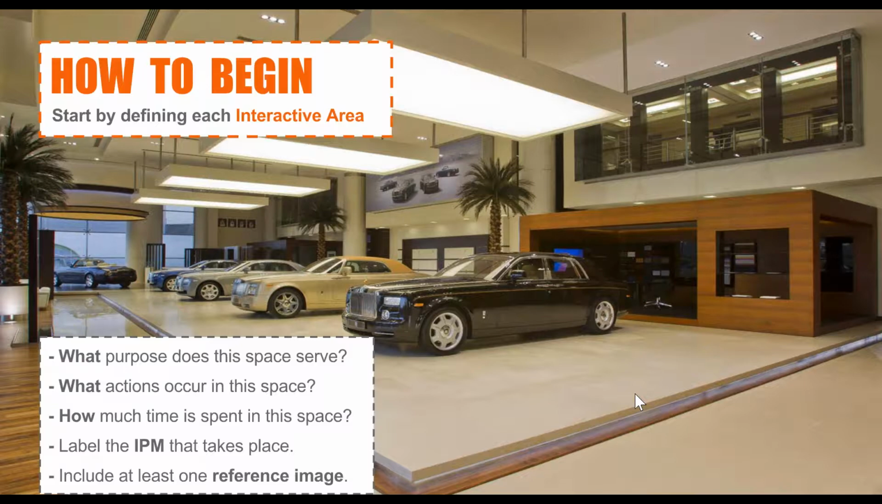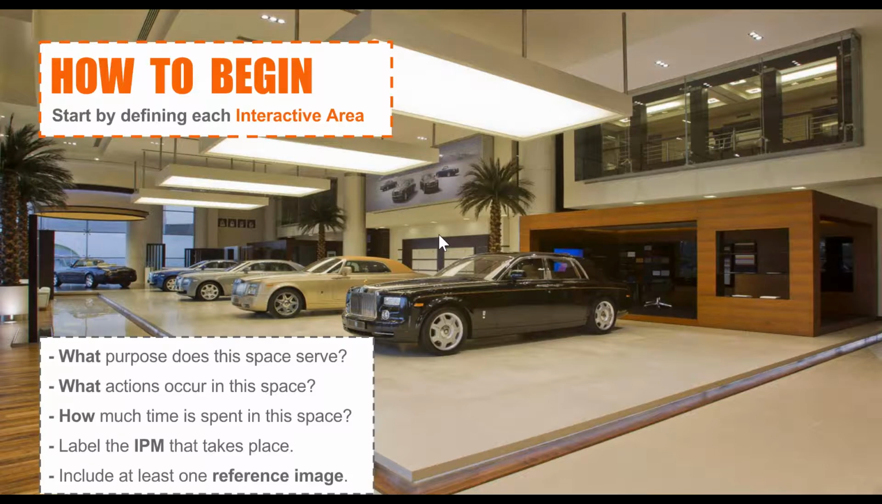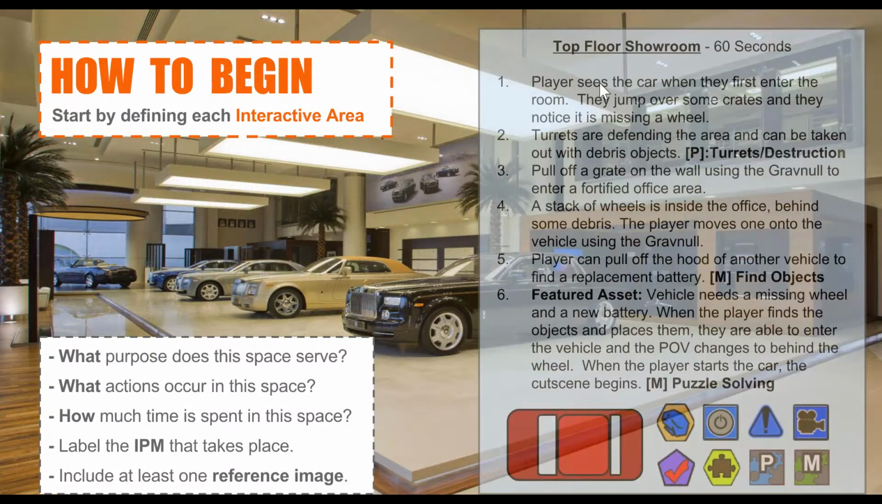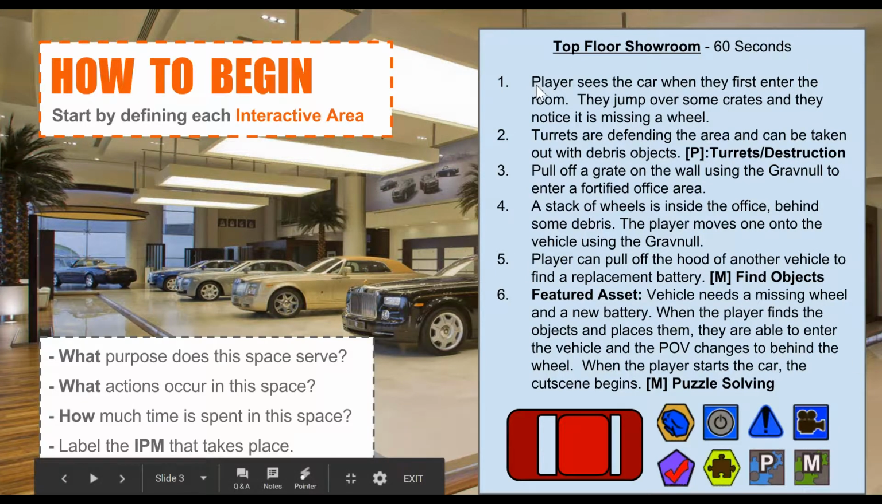Then from there you can also include one reference image, like you'll see in the background here. Right, so this is an example of a level I made for a flowchart, the top floor showroom, where the player needs to find one of these vehicles and then steal it. You might remember that from my featured asset example. So this would be an example of my reference image for what I envisioned the interactive area to look like. Right, and then over here, this is an example of the interactive area that would exist on my flowchart.